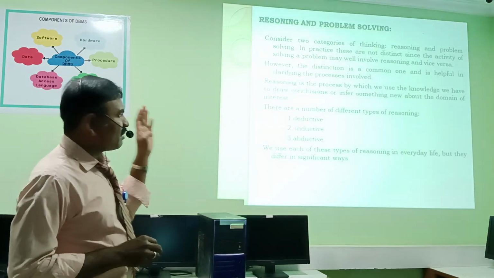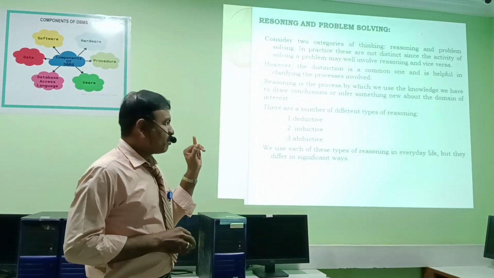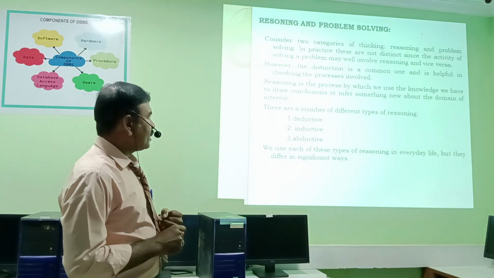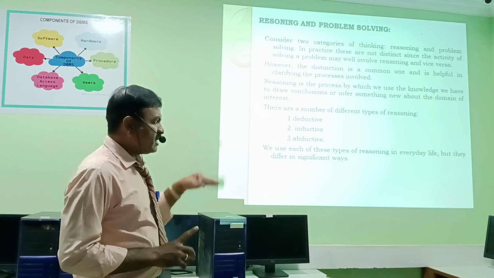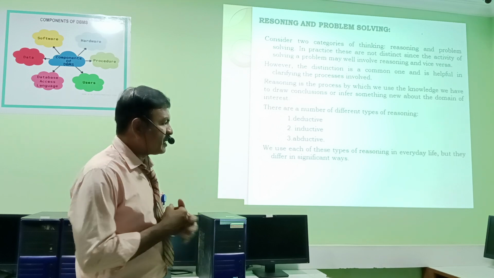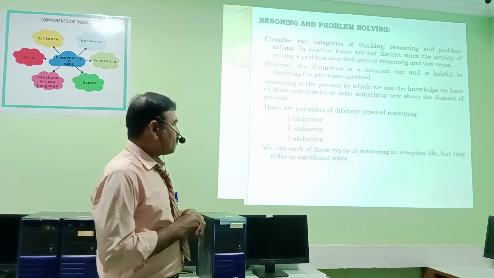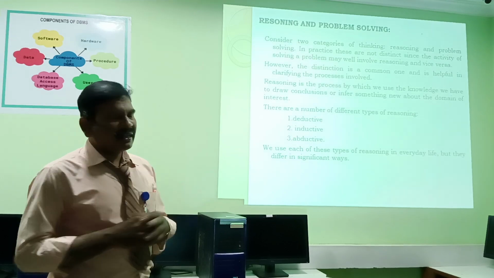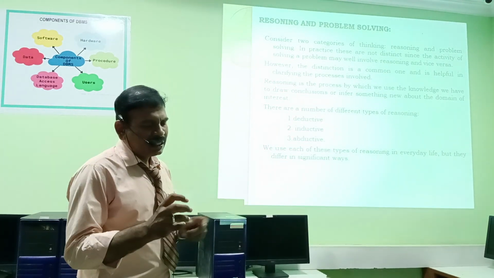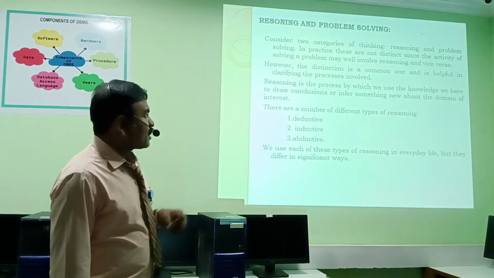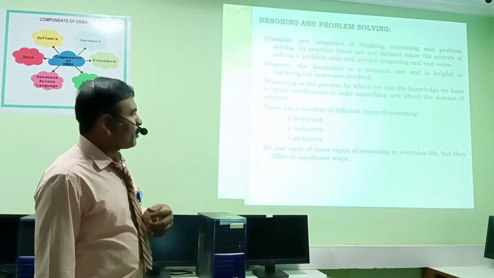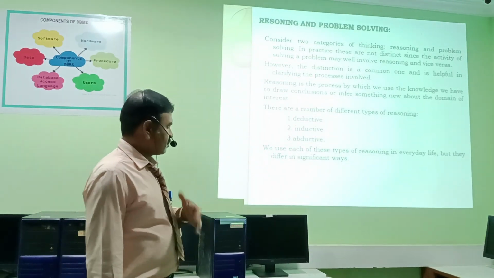There are a number of different types of reasoning. The first is deductive reasoning, then inductive reasoning, and abductive reasoning. So we have three types of reasoning in our everyday life, but there are different significant ways to identify them. Next, one by one, we are going to see these reasonings.